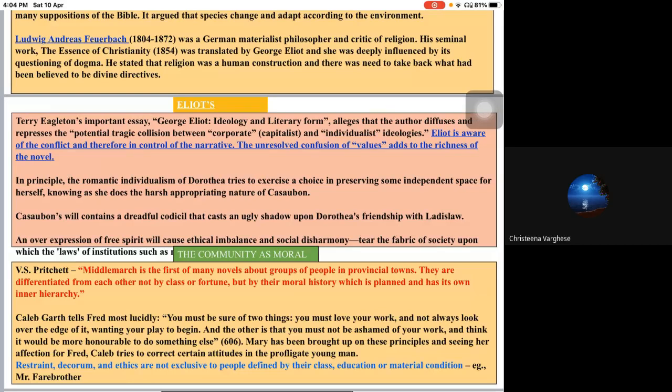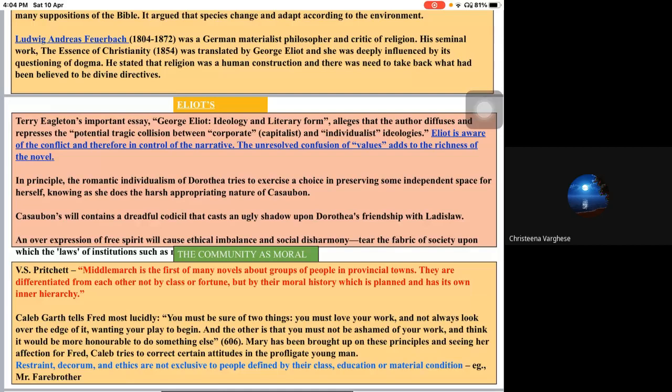V.S. Pritchett, another critic. This is what he says about Middlemarch. Middlemarch is the first of many novels about groups of people in provincial towns. They are differentiated from each other not by class or fortune, but by their moral history, which is planned and has its own inner hierarchy.